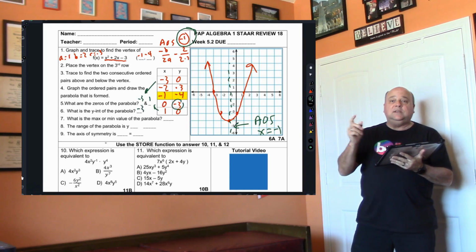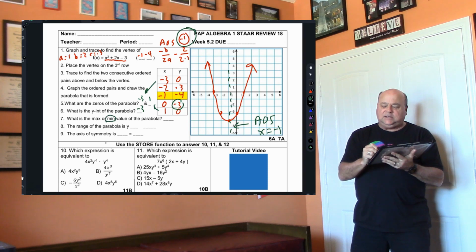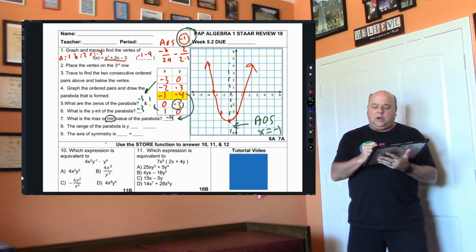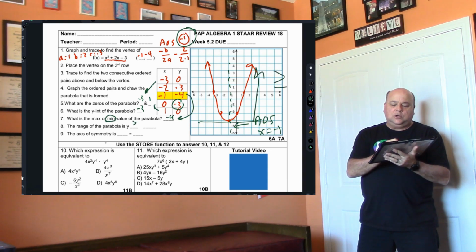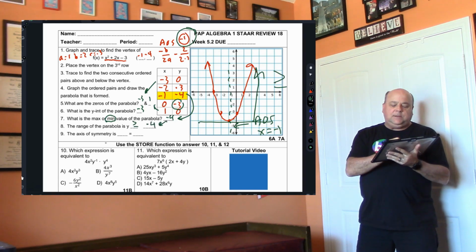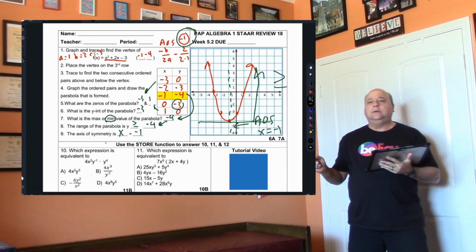The max or min: this is going to have a minimum because it has a bottom. The minimum value is negative 4. And remember, if it goes up, your range is going to be greater than. So the range is greater than that min value. And the axis of symmetry is x equals negative 1.